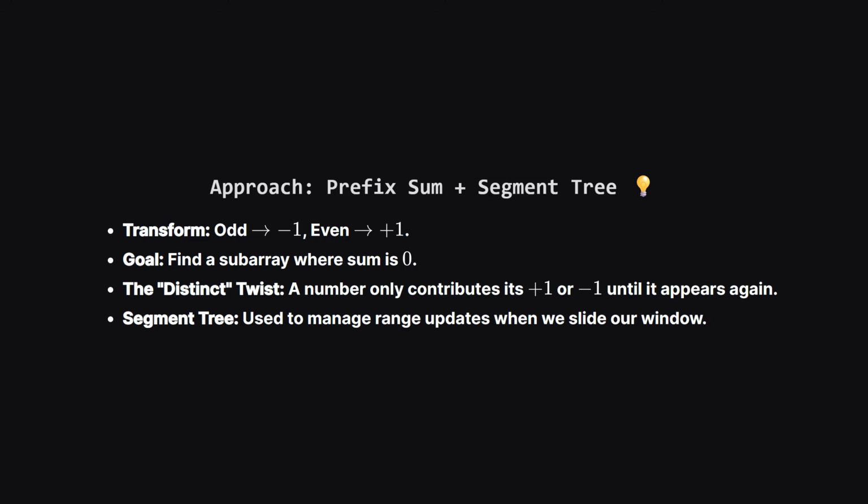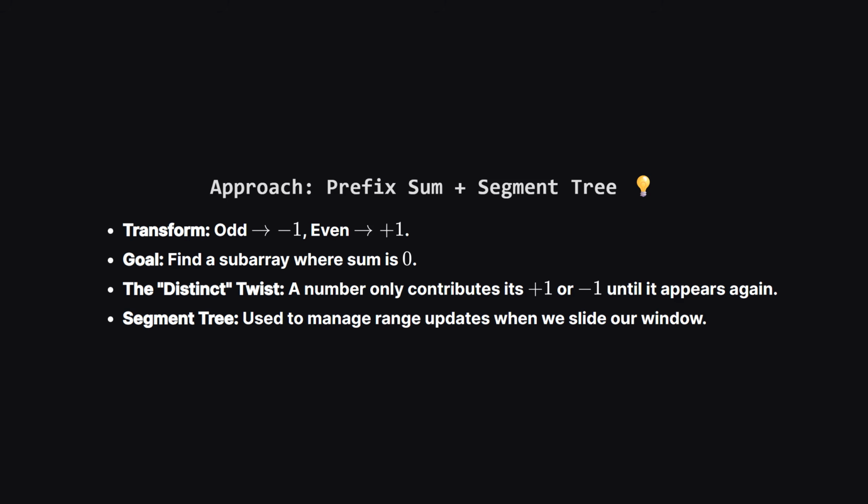So, how do we solve this? The editorial suggests a clever mix of prefix sums and a segment tree. First, think about balancing odds and evens. If we turn every distinct even number into a +1, and every distinct odd number into a -1, then a balanced subarray is just one where the sum is 0. Simple, right? But the distinct part makes it hard.